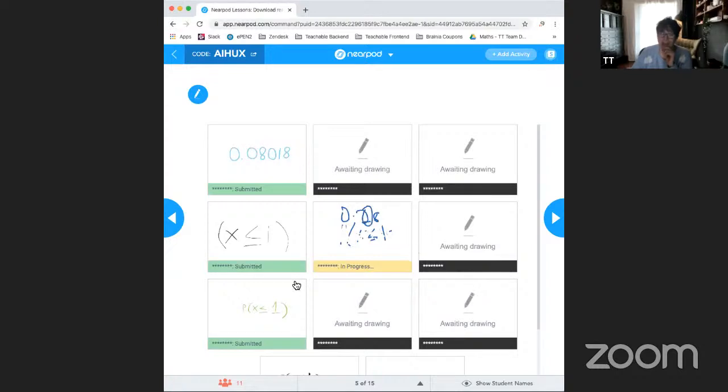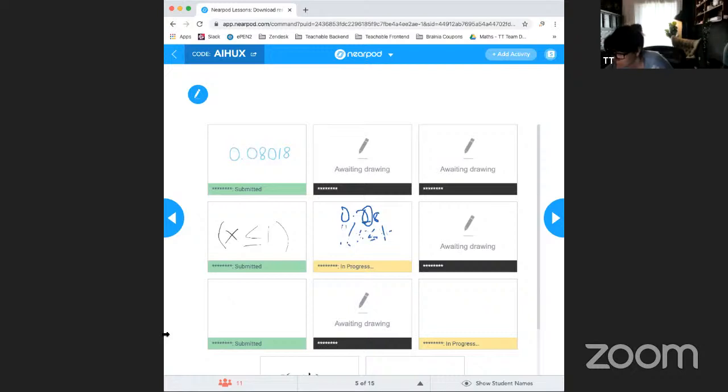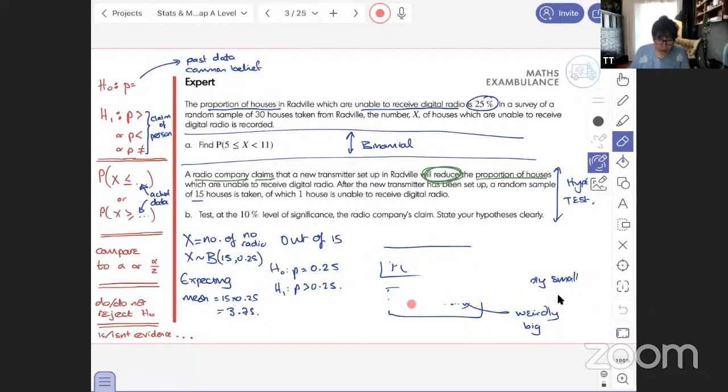Yay. Okay, let me give you all a new screen and I'm going to remove your answers so you can't see each other's for a minute. It is less than or equal to 1, which was 0.08.